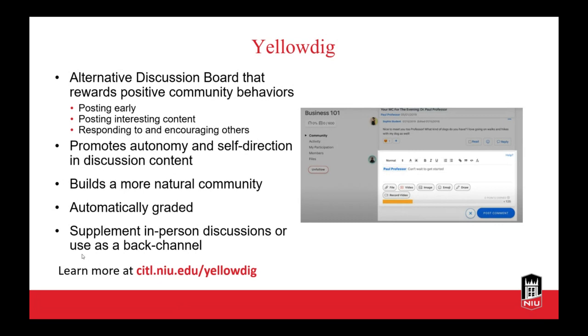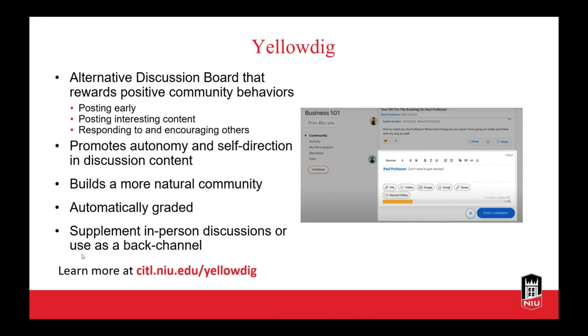YellowDig, as opposed to a traditional discussion, doesn't facilitate having static discussion questions. So it really encourages autonomy for students and allows them to take initiative and self-direction in choosing the content that they do share and the direction that they are inspired to go with the discussion. You can set some guardrails for them, some suggestions, but you don't set a specific discussion question the same way that you do with a forum, perhaps. And then all of that turns into a more natural, free-flowing community that students actually want to post to.